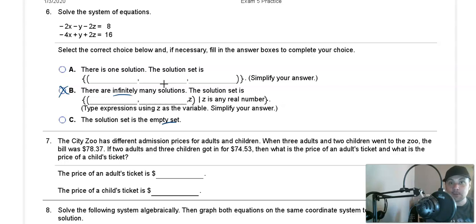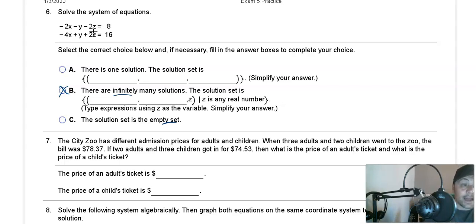As I mentioned earlier for question number 2, just because there's infinitely many solutions doesn't mean just anything works. There's a certain pattern to the solutions that will work. There's a certain pattern to the ordered triples that will work as solutions to this system.